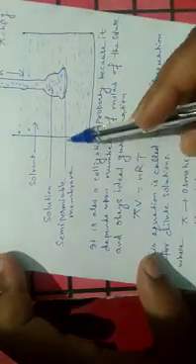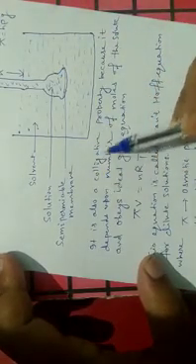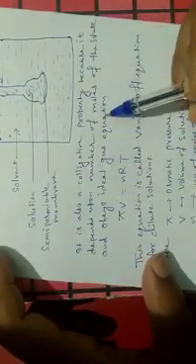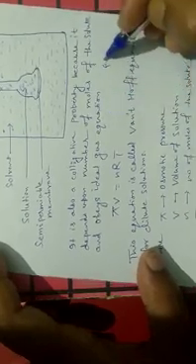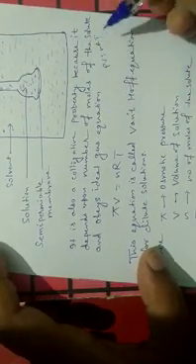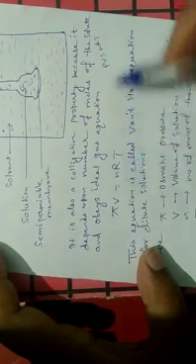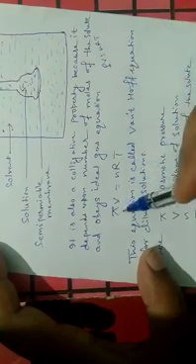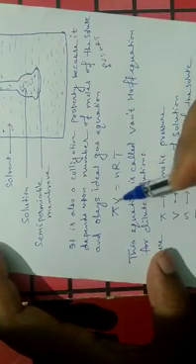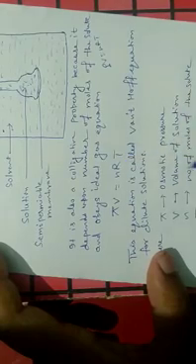The osmotic pressure is also a colligative property because it depends upon the number of moles of the solute and obeys the ideal gas equation. What is the ideal gas equation? PV is equal to nRT. Now what happened in the osmotic pressure? Instead of P we are writing pi. So pi V is equal to nRT.